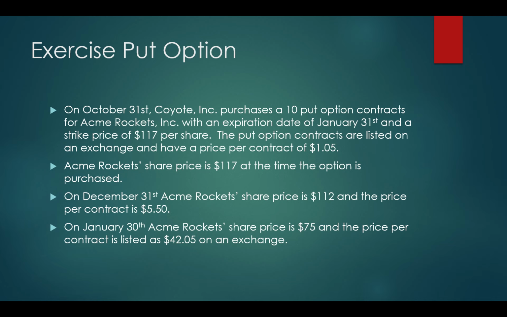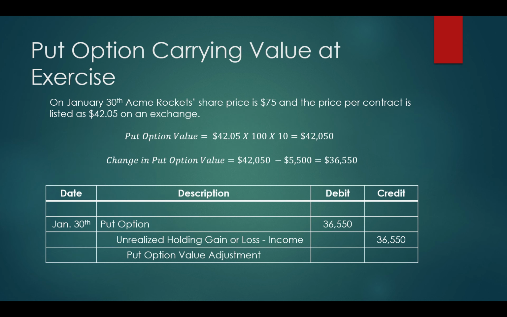Recall from the previous video in the series that Coyote owns 1,000 shares of Acme Rockets with a basis of $100,800. On January 30th, when Coyote exercises the put option, the price of Acme shares is $75, and Coyote's put option allows it to sell its 1,000 shares for $117,000. The previous journal entries for purchasing the put option and adjusting their values on December 31st are the same. The journal entry for increasing the value prior to exercising the option is also the same.